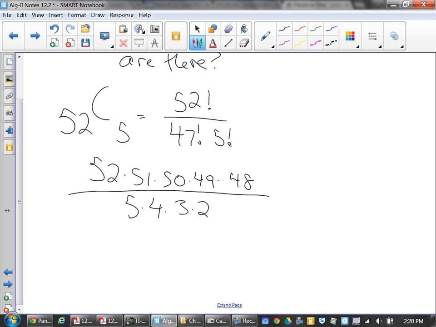What's 5 times 2? 10. 10 goes into 50 how many times? 5. So what I'm going to do is simplify out 5 to 50, rewrite that as a 5. What's 4 times 3? 12 goes into 48 how many times? 4. So the 4 and 3 go away, and this becomes a 4. So my numerator now, in simplified form, without having to use a calculator, becomes 52, 51, 49, 20.